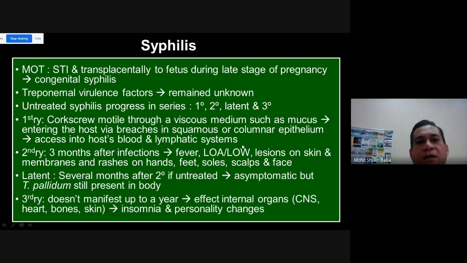So here, Treponema pallidum can enter the blood system and also the lymphatic system. You can imagine that once it has entered your blood and lymphatic system, it can go throughout your body, anywhere, including your eyes. Secondary stage: about 3 months after infection, you might experience signs and symptoms such as fever, loss of appetite, loss of weight, lesions on skin and membranes, and rashes on the hands, feet, soles, and face. That is the secondary stage.